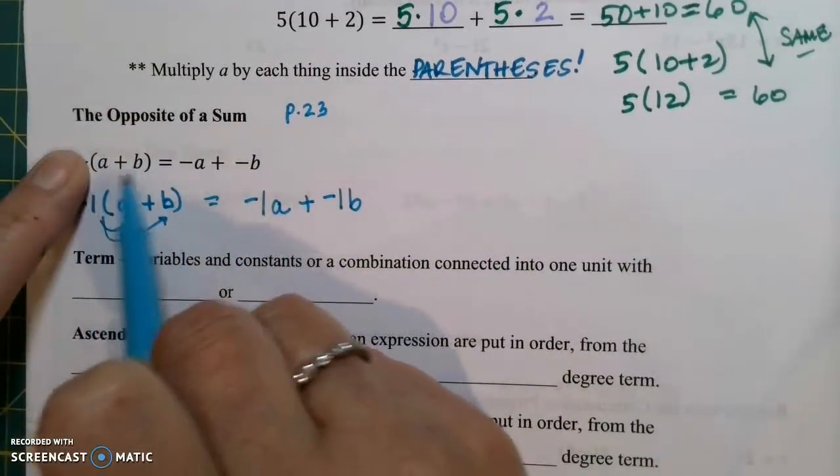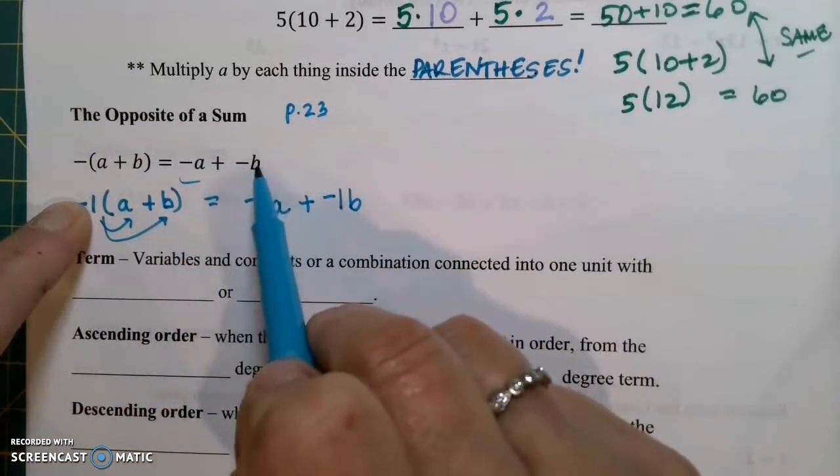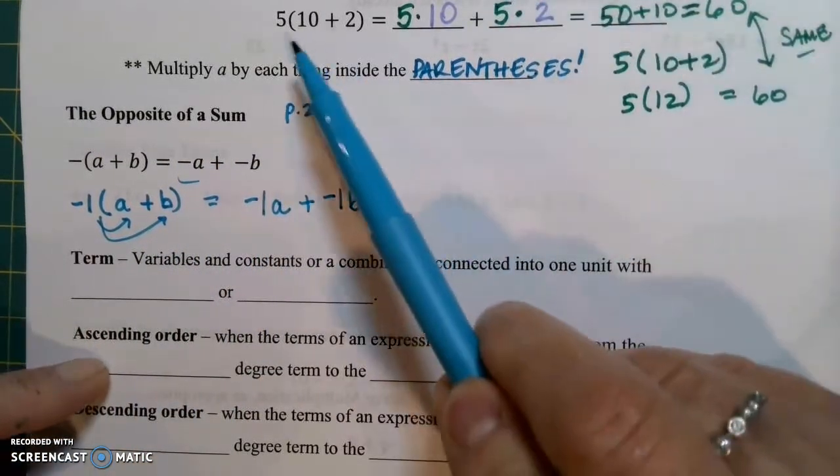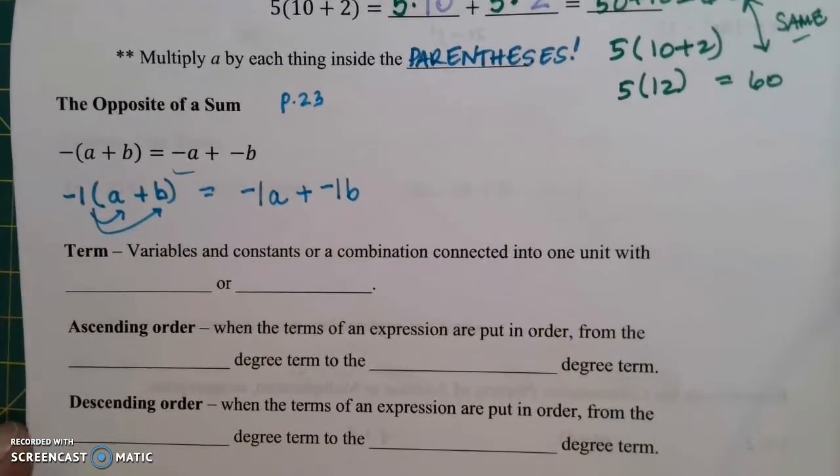So if you have two things added together and you're taking the opposite of them, it's just going to be the opposite of each of them. Just like we multiply each thing in the parentheses up here by 5, here we're multiplying each thing in the parentheses by -1.